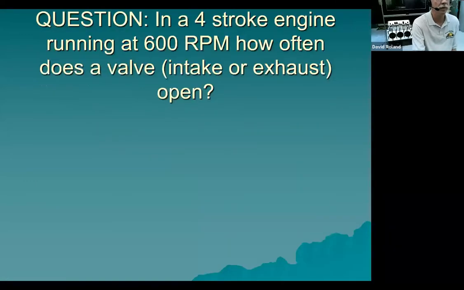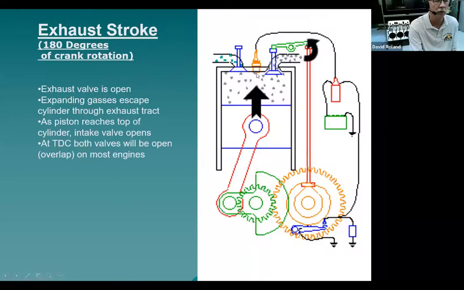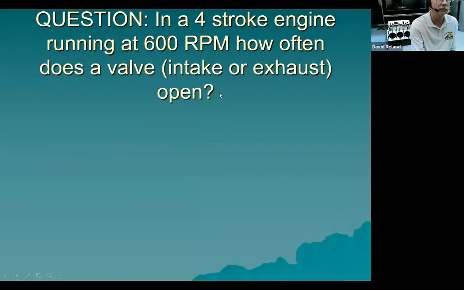Okay, so thinking about everything that I've told you so far, in a four-stroke engine, and let's say it's idling, turning at 600 RPM, how often does a valve, an intake valve or an exhaust valve, open? We'll just talk about a one-cylinder engine like this one here. If this engine is operating at 600 RPM, how many times in a minute does this one valve open and close? Can anybody answer that? I'm looking for some input here. Open your mics, unmute yourself, give a shout out and answer.